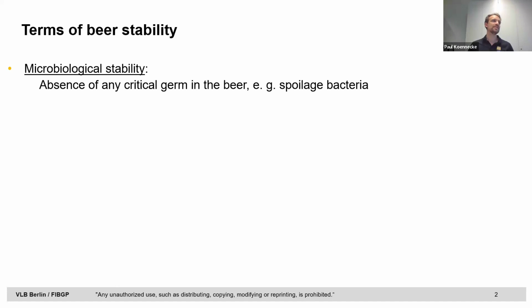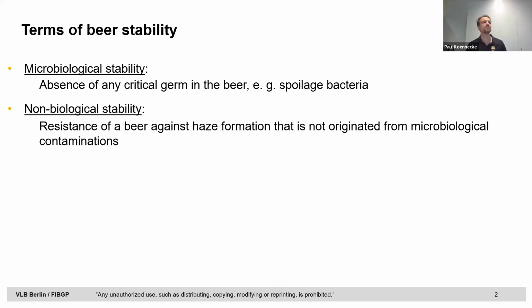In terms of microbiological stability, we want to ensure that we have an absence of any critical germ in the beer. Spoiling bacteria are more or less the biggest issue, along with yeasts. It could be our culture yeasts, could be also wild yeasts, which could spoil our beer. Then we have the non-biological stability, which is basically the resistance of our beer against haze formations.